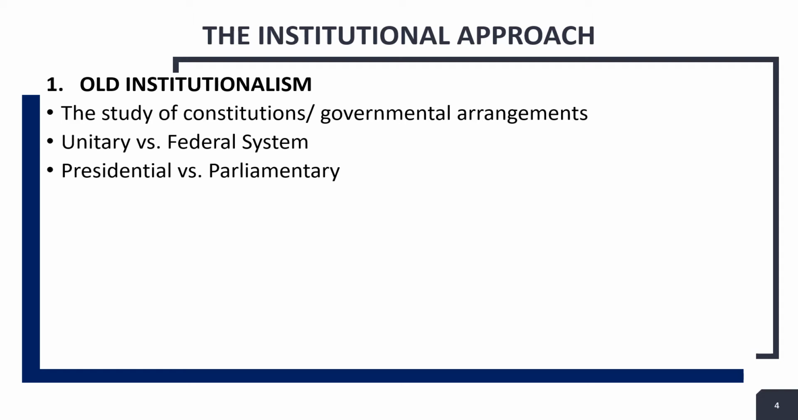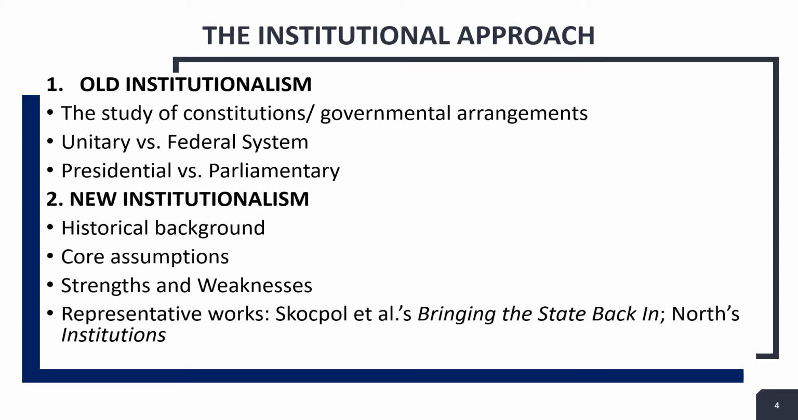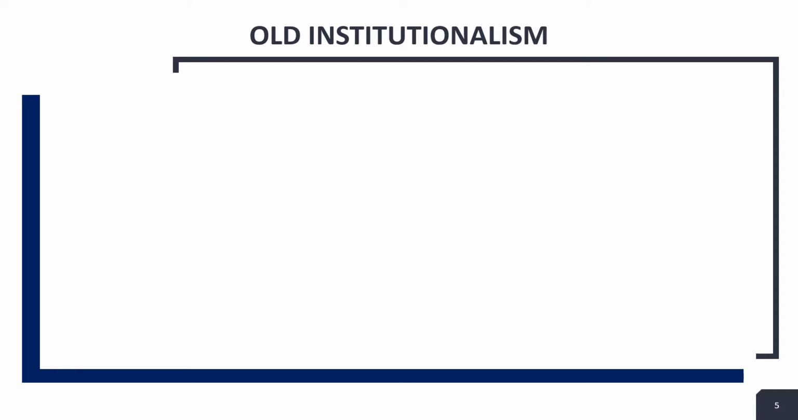For this lesson, however, we move on to new institutionalism. We discuss its historical background, its strengths and weaknesses, as well as some of the representative works of this approach. As a review, here are the core characteristics of the old institutionalism approach. Again, you may review your notes on the traditional legalistic approach as these are directly connected.